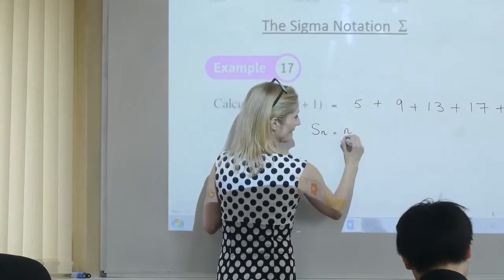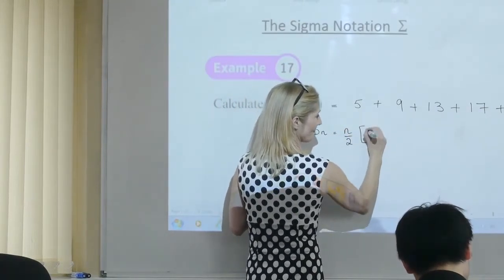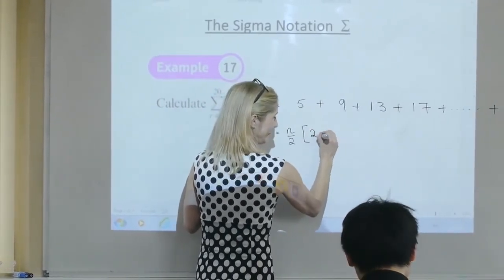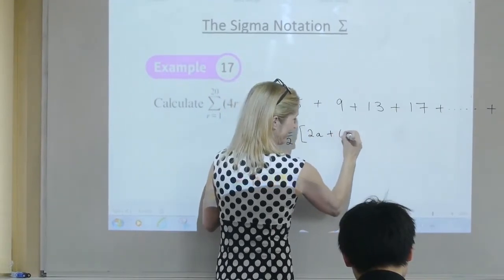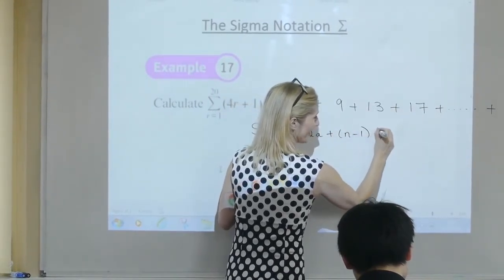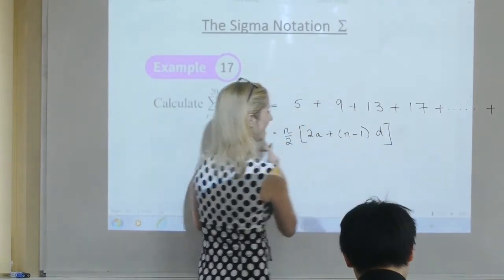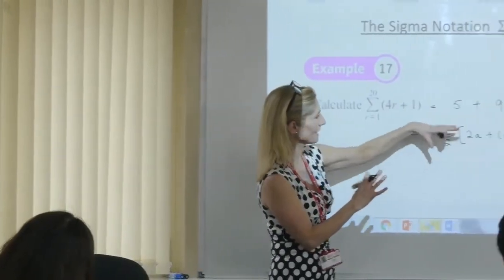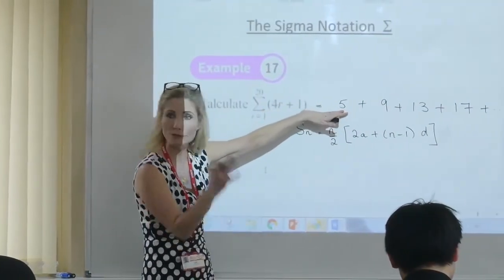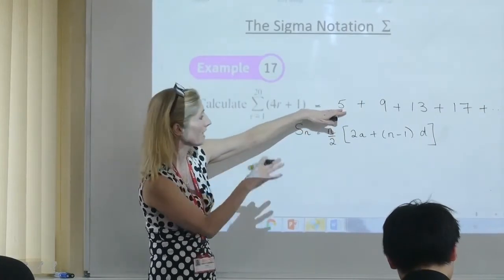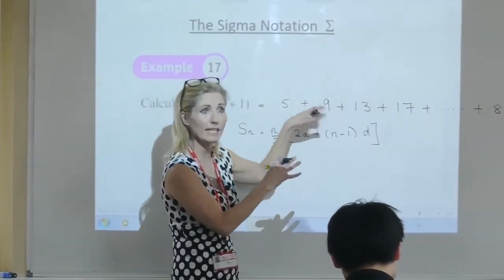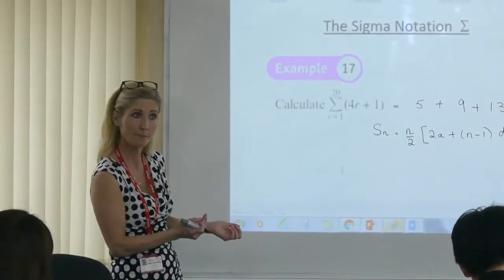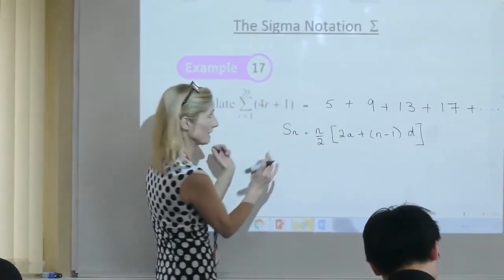N over 2. Good. Brackets. 2a, yeah. 2a. Good. N minus 1. Good. Multiplied by d. Good, well remembered. Okay, so that's your sum of the AP. So once you've got your sum of the AP remembered, then you take from the sequence your value of the a, your value of the d, and you have a look to see how many terms you were looking at. Okay, so let's get that information.